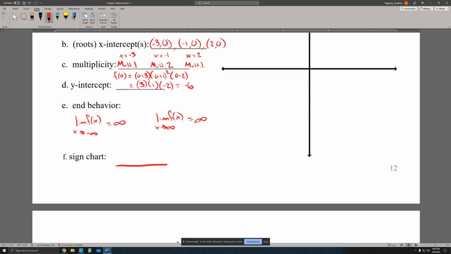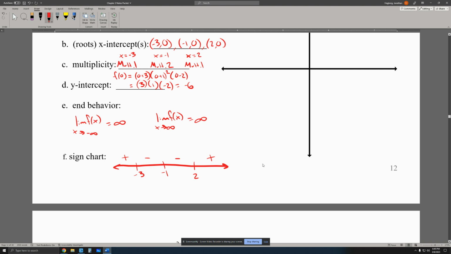So our sign chart: we have zeros at -3, -1, and 2. Both ends are going up to infinity. At -3, the multiplicity is odd, so it changes sign. At -1, the multiplicity is even, so it stays the same. And then at 2, the multiplicity is odd, 1, so it changes sign.